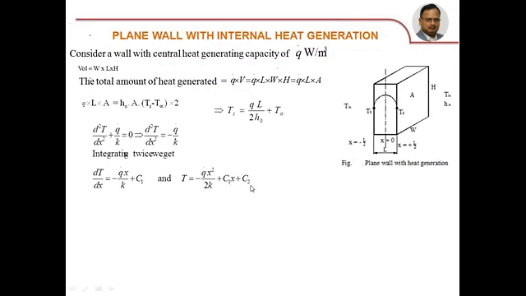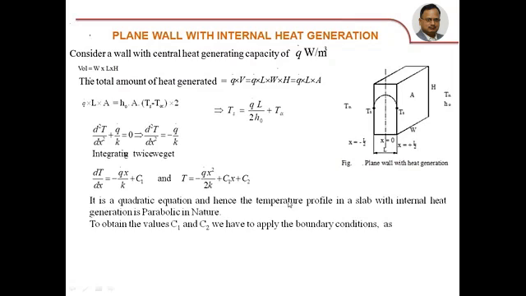Now you have two constants, C1 and C2, as we have seen earlier. A second order differential equation requires two boundary conditions to solve the problem. So here also you got two constants, C1 and C2. To solve this equation, you have to apply boundary conditions for the given problem.